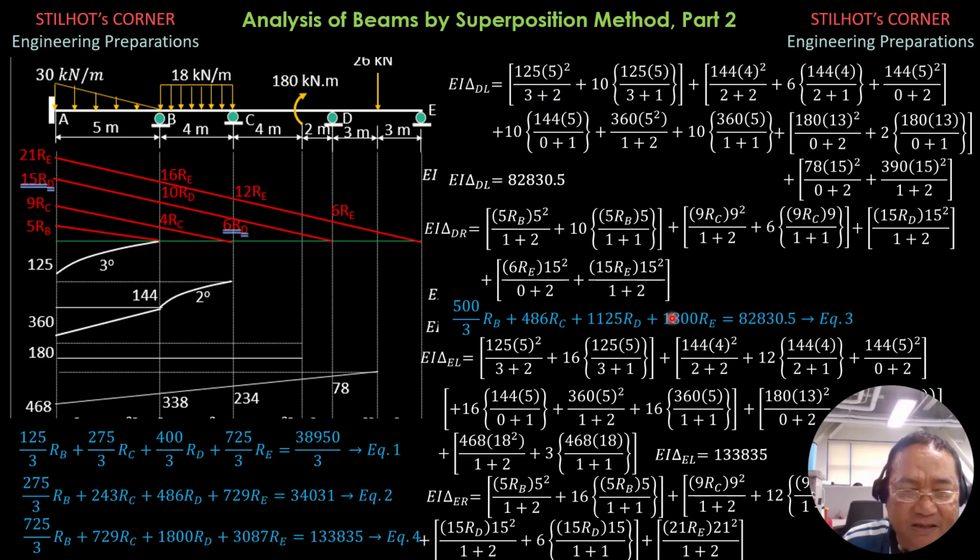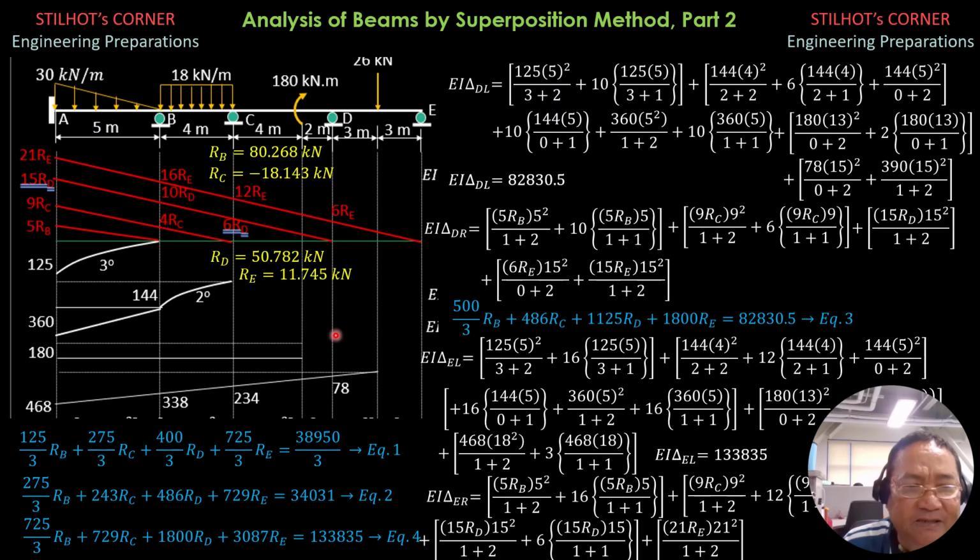Solving these four equations simultaneously using your calculator, we obtain the following. RB is 80.268 kilonewtons. R sub C is negative 18.140 kilonewtons. R sub D is 50.782 kilonewtons. And RE is 11.745 kilonewtons.